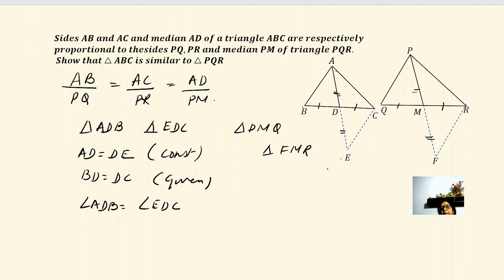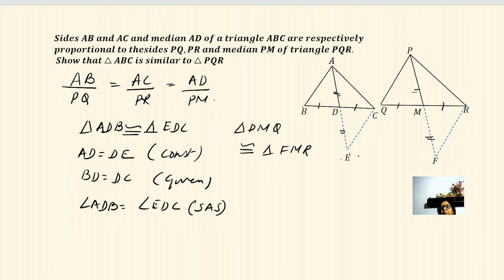Similarly, here also we get the same relation. These two sides are equal, and so this triangle becomes congruent to triangle EDC. That is, ADB is congruent to EDC. And similarly, we can write PMQ is congruent to FMR by SAS criteria of congruency. So here the concept that we have applied first is congruency of the triangles. If they are congruent, we can say that the remaining sides and angles are equal.